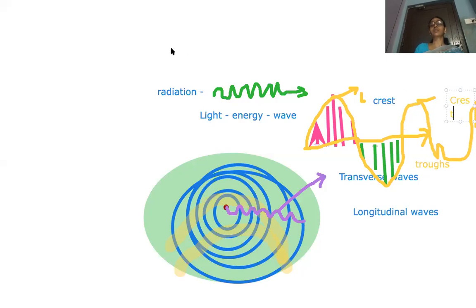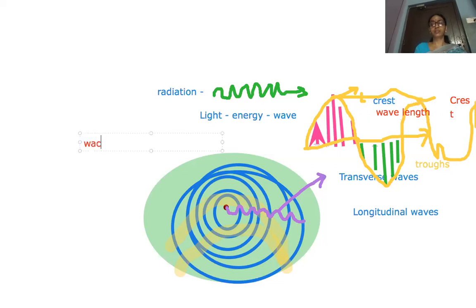The distance between these two peaks is called wavelength. So this is called wavelength. So what is wavelength? The distance between two peaks, we are calling it wavelength. How do you show the wavelength? Let me write this here.